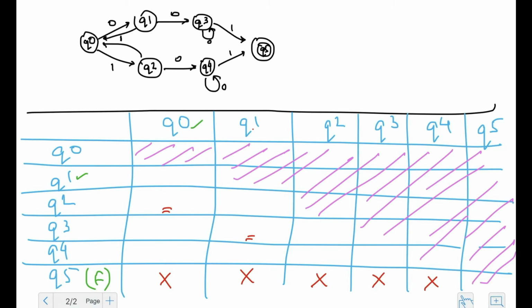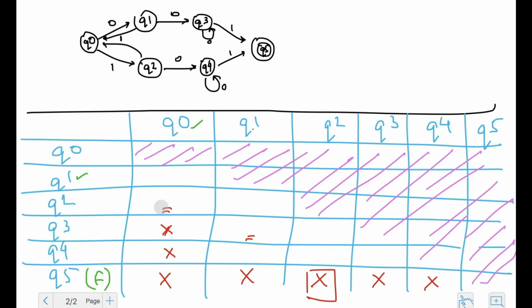Now, when I come to Q0 and Q3, I can see that on 1, Q0 goes to Q2 and on 1, Q3 goes to Q5. Now, Q2, Q5 is this thing right here which is marked. So I can definitely say that Q0 and Q3 are not equivalent. So I can mark across here. With the same logic, I can also say that Q0 and Q4 are not equivalent. So I can mark this now.